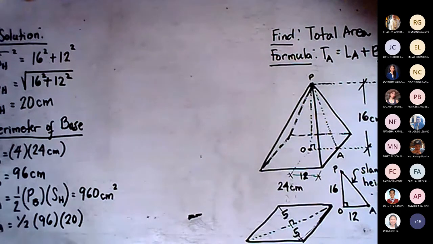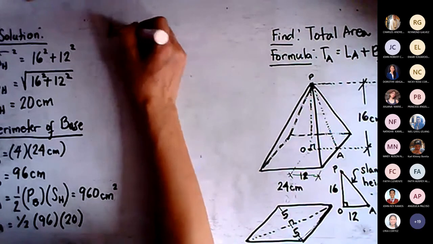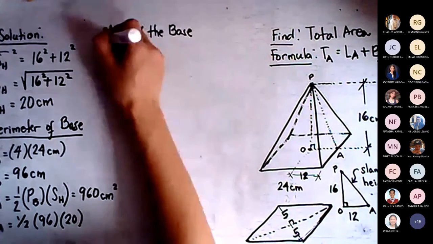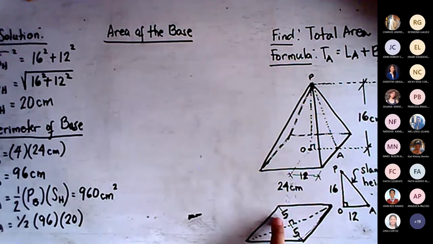So how do we determine the area of the base? Take note that we have a rhombus base. Remember, we have x here, we have 5, 5. That is according to the problem. One of the diagonals is 10. So we don't know the second diagonal. Let's say that is x, and let's say this is also x.